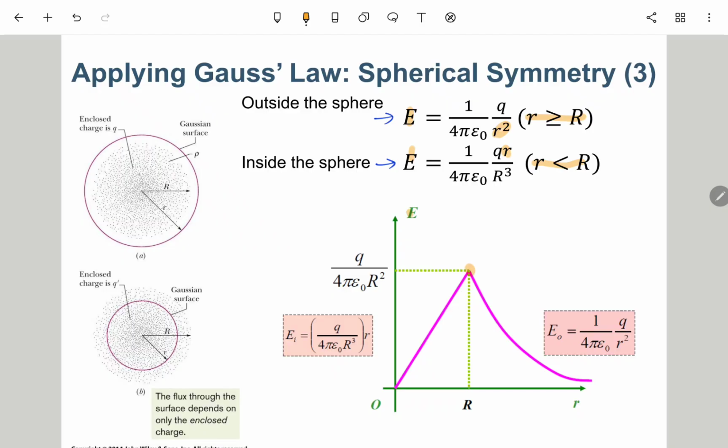If we plug in r to be capital R, E will be Q over 4 pi epsilon naught capital R squared. If r is smaller than capital R, it is a linear increase. This part is linear, proportional to r, and this part is proportional to 1 over r squared, or inversely proportional to r squared.